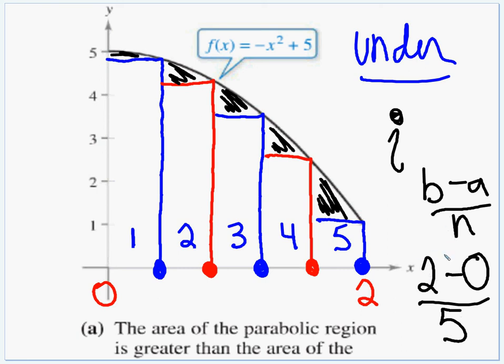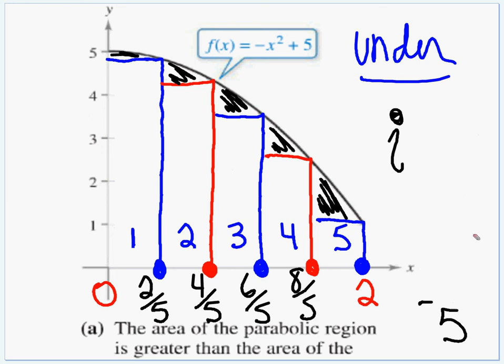This is basically the width of the base of our rectangles, how wide our rectangles are on the base, and it's 2/5. So this right endpoint here is going to be 2/5. The next one will be 4/5, and then 6/5, and then 8/5, and then 10/5 turns into the 2. So there are the right endpoints. Those are what are going to go into the function to determine the height of the rectangle. So again, we need a formula.